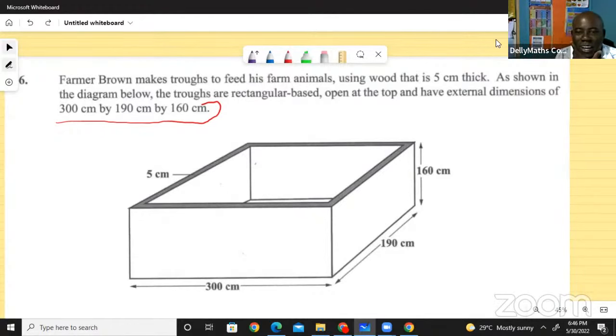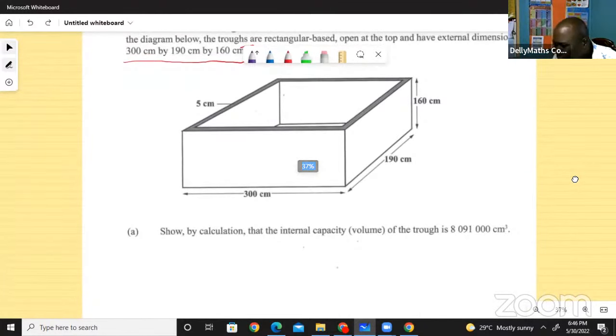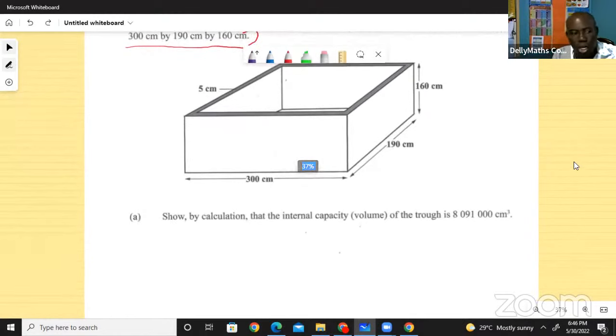Now let's take our time and look at this. It says, show by calculation that the internal capacity, which is the volume, of the trough is 8,091,000. The focus word here is internal, which means we have to work out that internal measurement.